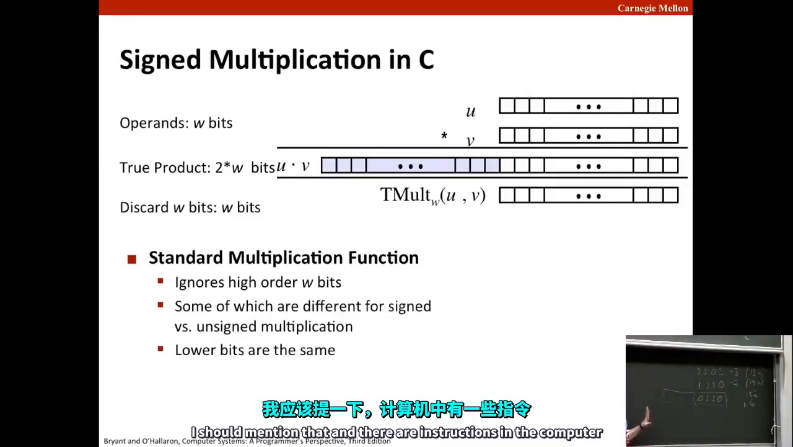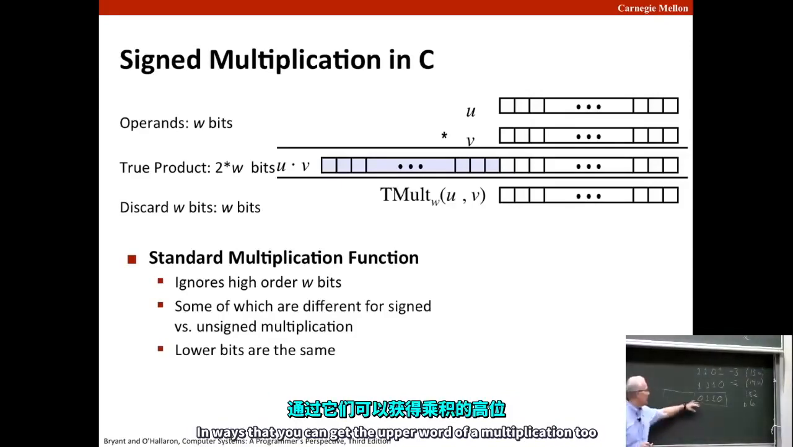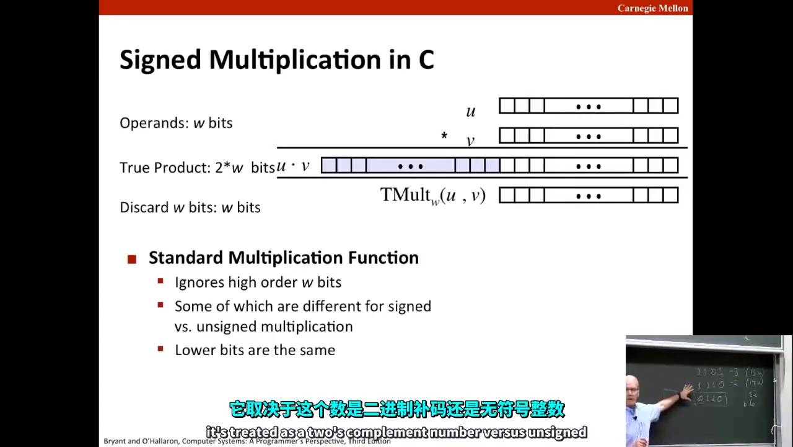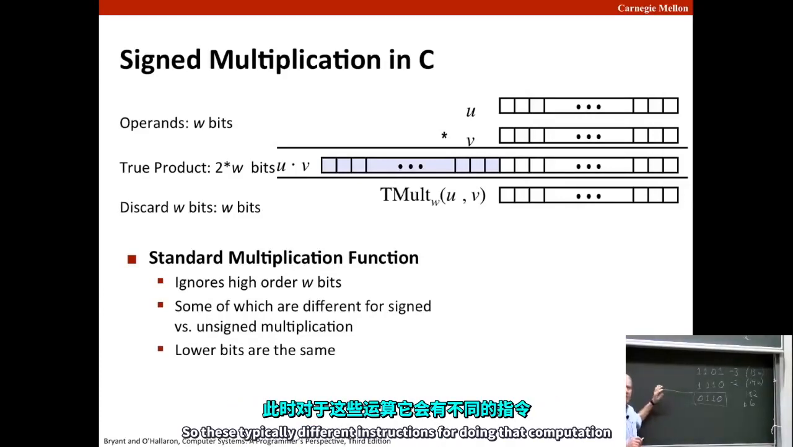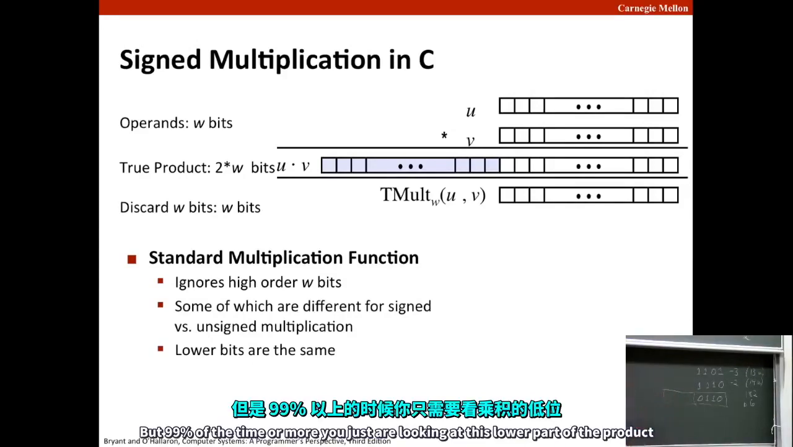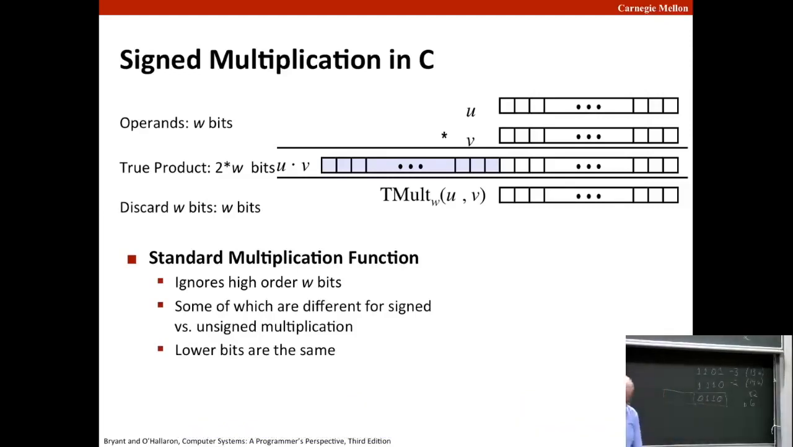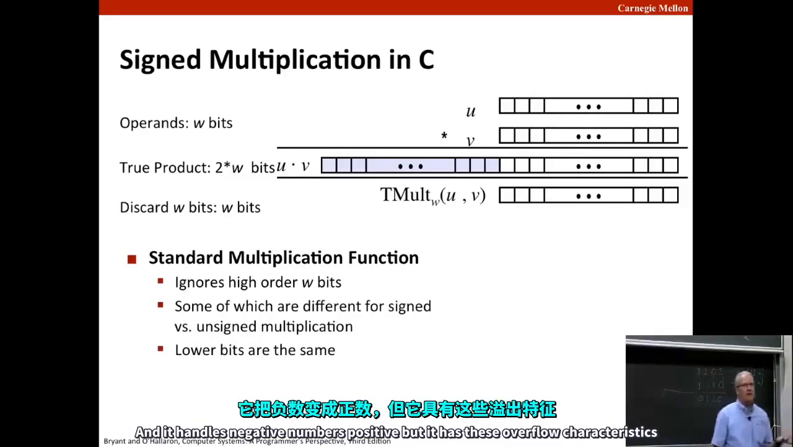I should mention that there are instructions in the computer with which you can get the upper word of a multiplication too. And those bit patterns are different depending on whether it's treated as a 2's complement number versus unsigned. So there are typically different instructions for doing that computation. But 99% of the time, or more, you just are looking at this lower part of the product, and that's the same whether it's 2's complement or unsigned. And it handles negative numbers and positive, but it has these overflow characteristics.